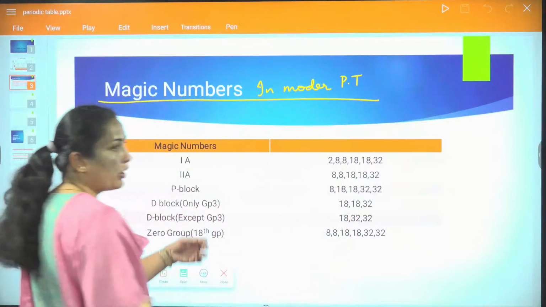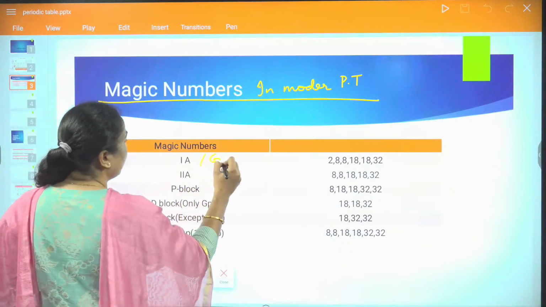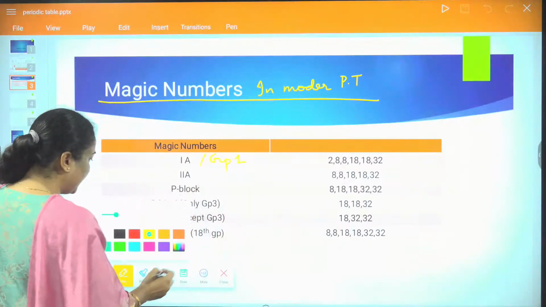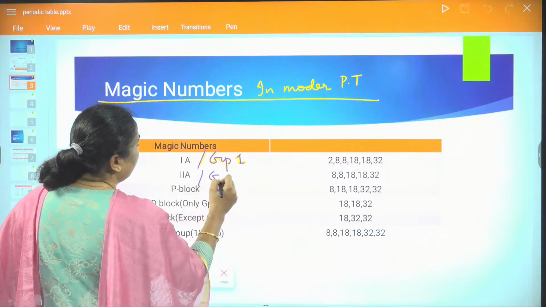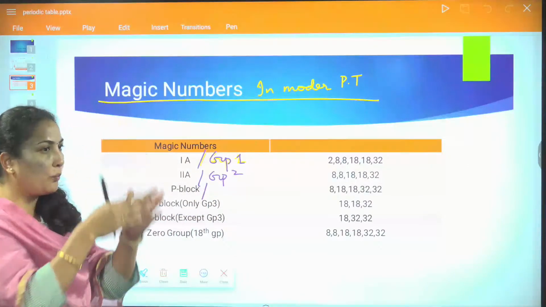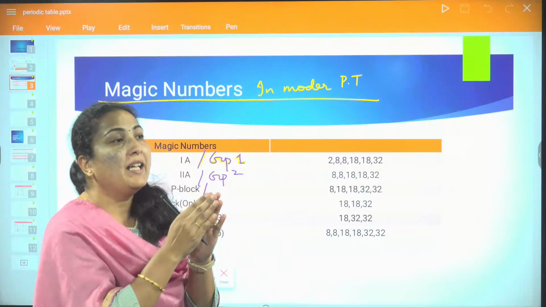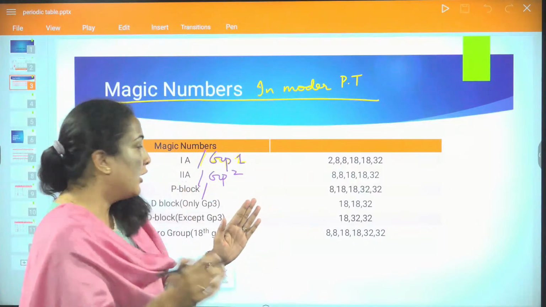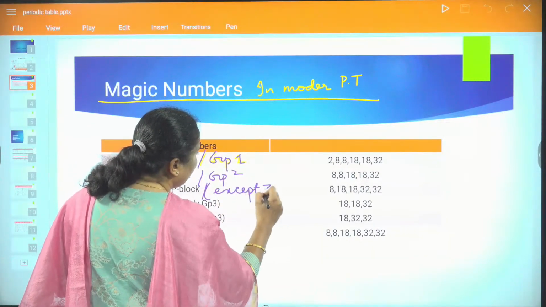Magic numbers in modern periodic table. Here it is written 1A, or else group 1. I'll change the color, I think it is not visible. Group 1. This is group 2. P block. Here the zero group, the inert gases, is also under P block, but only for magic numbers, their magic numbers are differing. So that's the reason we are writing P block except zero group.